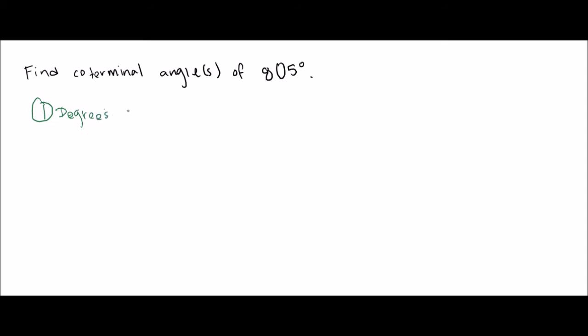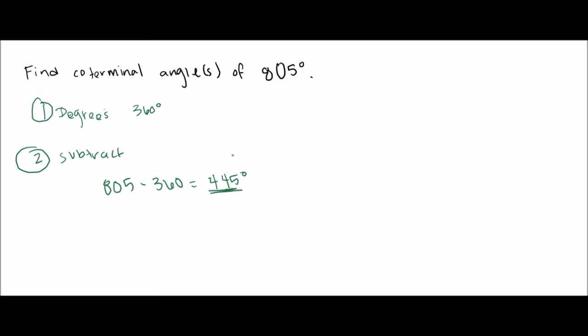Degrees. So we're going to use 360 again. Step 2 is to subtract. So we're going to do 805 minus 360, and we get that that is equal to 445 degrees. Now hold on a minute.